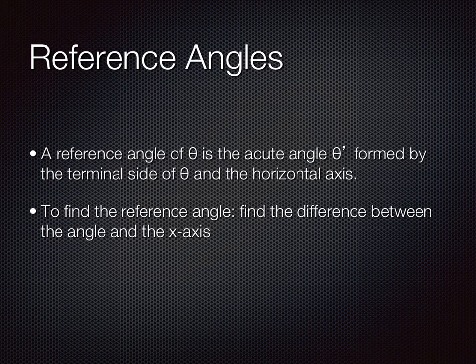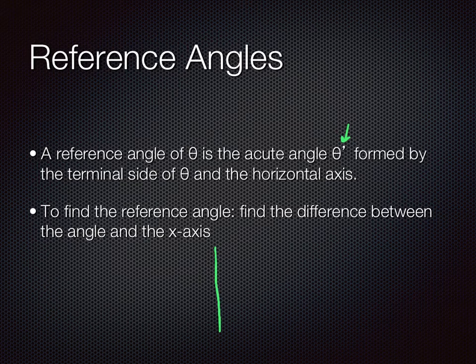Now let's look at reference angles. A reference angle of theta is the acute angle theta prime. This little apostrophe is read as prime in math, formed by the terminal side of theta and the horizontal axis. To find the reference angle, you're going to find the difference between the angle and the x-axis.